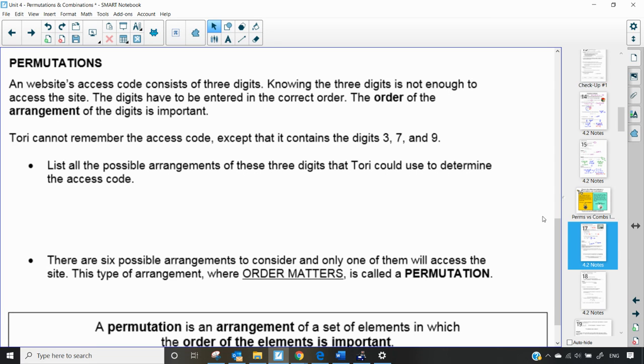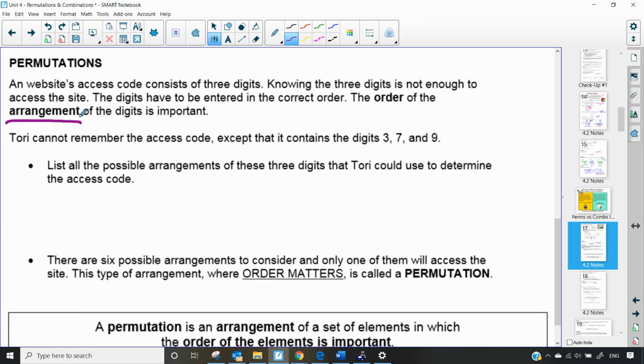So first example here, it says a website's access code consists of 3 digits. Knowing the 3 digits isn't enough because it has to be put in a specific order, just like with a combination lock. So the digits have to be entered in a correct order, and the order or the arrangement of the digits is important. So arrangement is a key word that often tells us that we're talking about permutations. All right, let's turn my pen on here. So if we're talking about order mattering or we're talking about an arrangement, then we're talking about permutations.